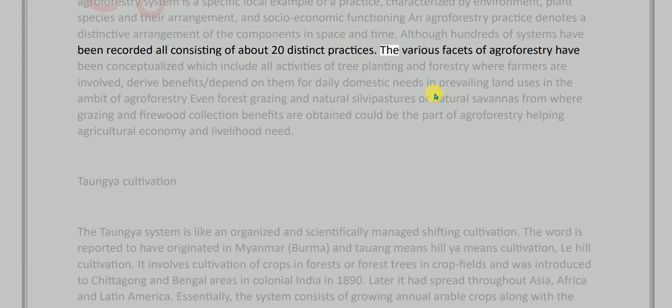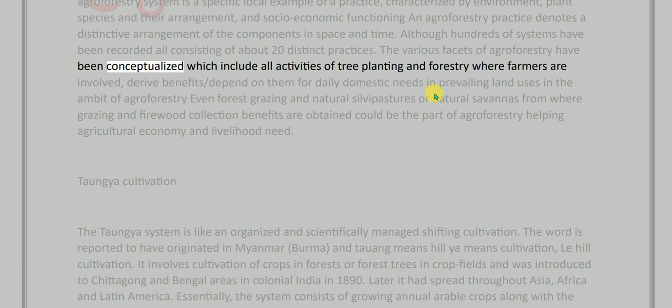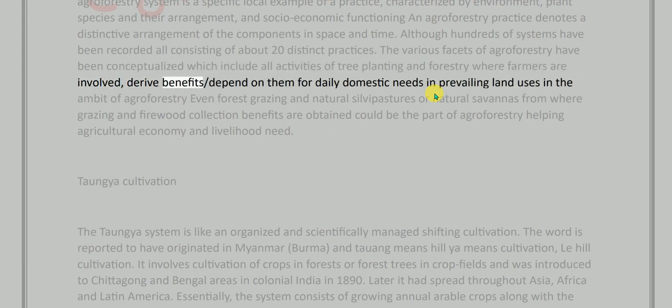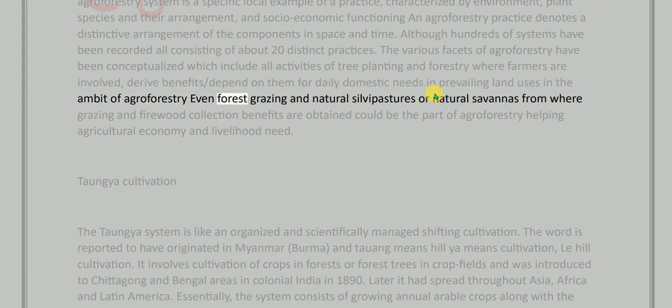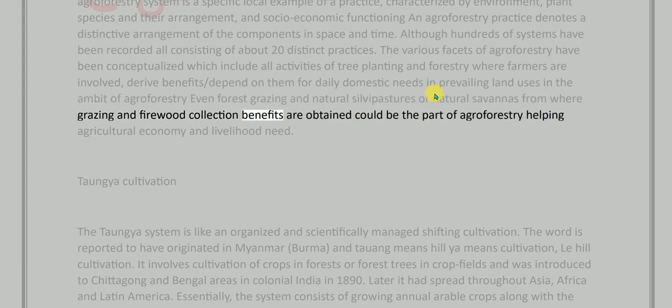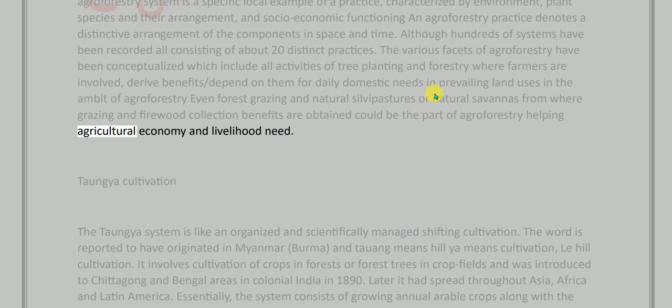The various facets of agroforestry have been conceptualized, which include all activities of tree planting and forestry where farmers are involved. Derived benefits depend on them for daily domestic needs in prevailing land uses in the ambit of agroforestry. Even forest grazing and natural silvipastures or natural savannas from where grazing and firewood collection benefits are obtained could be part of agroforestry helping agricultural economy and livelihood need.